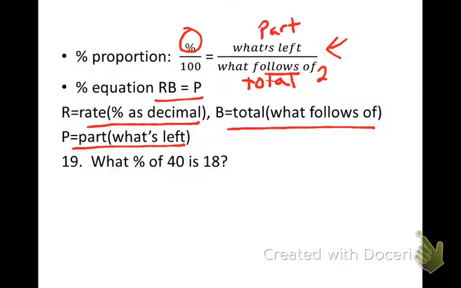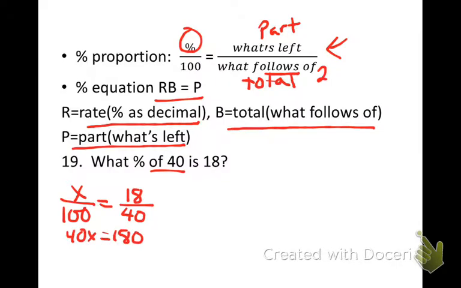So what percent? X over 100. Second step, find what follows of. In this case it's 40, that goes on the bottom. 18 goes on top. Using my cross products, I get 40x equals 1800. Again, the calculator will do all the math for you here. And when you divide 1800 by 40, you get 45. It did say what percent, so it's a good thing to label it percent.